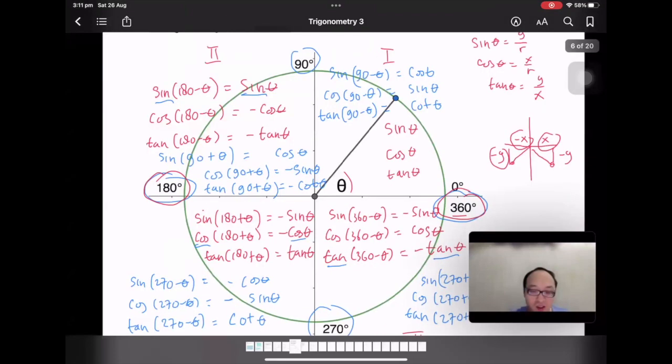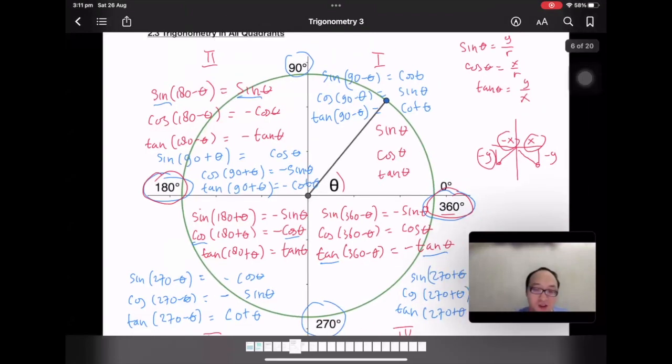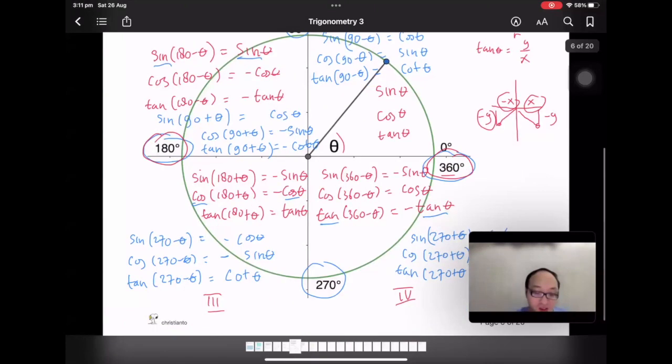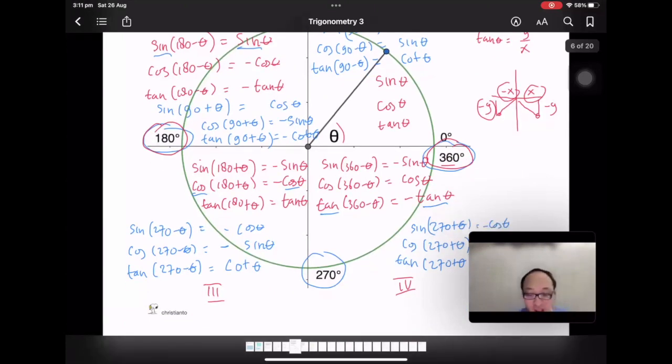Second quadrant, only sine positive. Third quadrant, only tangent. And in the fourth quadrant, only cos positive.